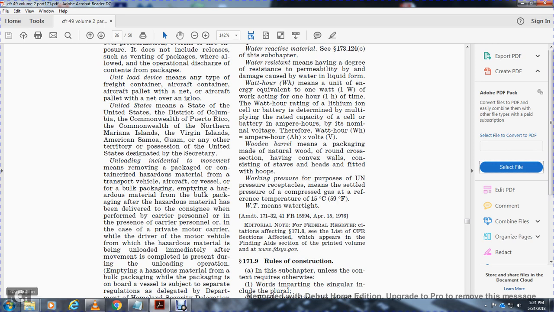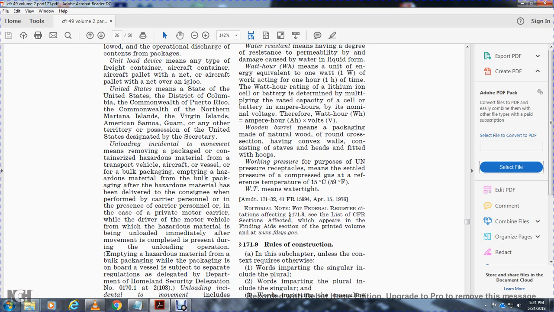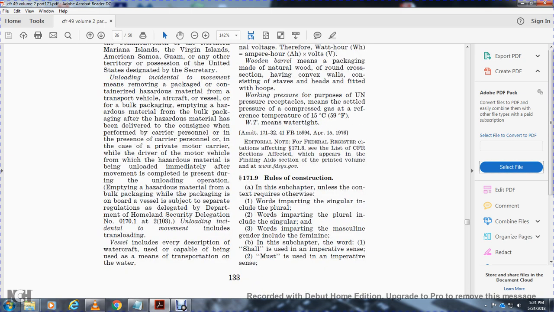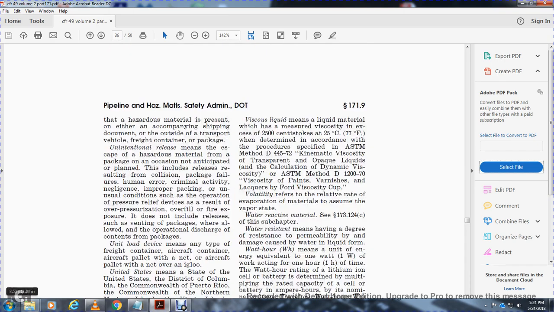Removal of hazardous material from the bulk packaging on board the vessel is subject to temporary regulations delegated by the owner, by the Department of Homeland Security delegation number 1701-2013. The unloading incident to movement includes transloading. Vessels include every description of watercraft capable of being used as a means of transportation on the water.